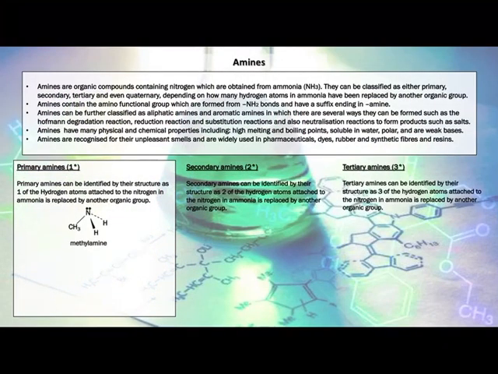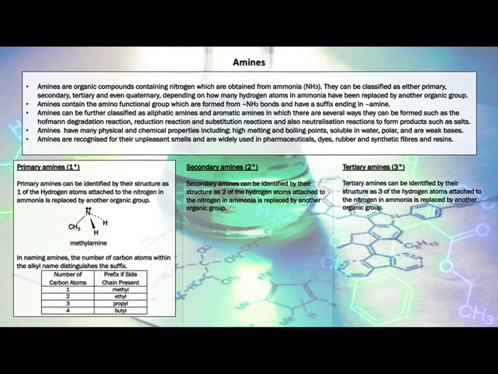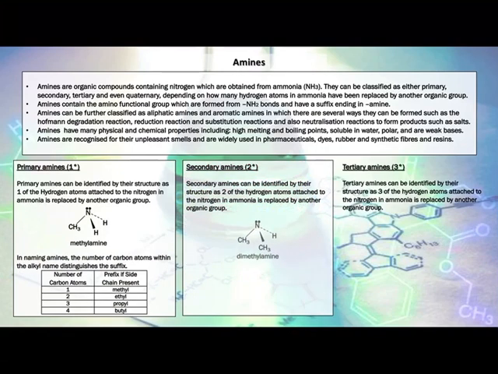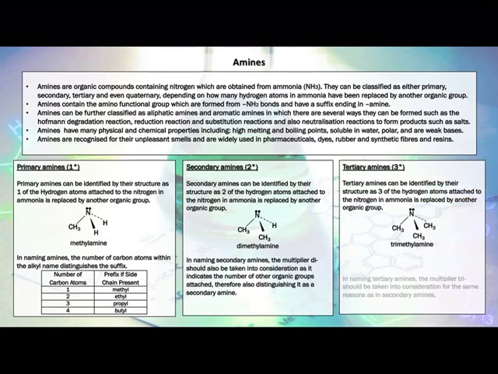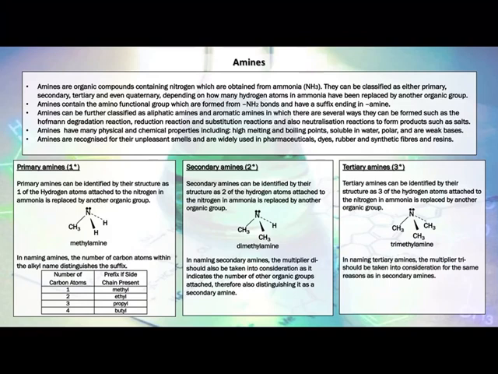Amines are compounds containing nitrogen, which are obtained from ammonia. They can be classified as either primary, secondary, tertiary, or even quaternary, depending on how many hydrogen atoms in the ammonia have been replaced by another organic group. So we have primary amines, where one of the hydrogen atoms has been replaced by another group. Secondary amines means two of the hydrogen atoms attached to the nitrogen are replaced by another organic group. And tertiary amines can be identified by the structure as three of the hydrogen atoms attached to the nitrogen being replaced by another organic group.